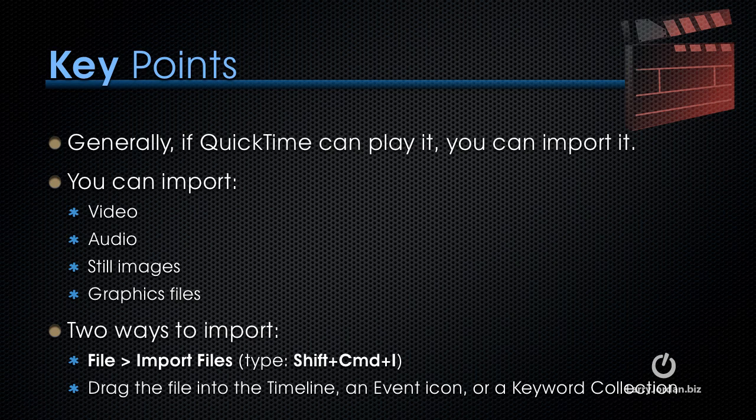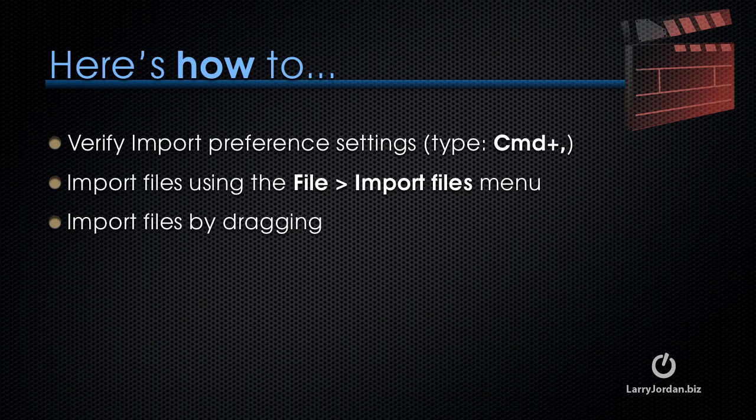And there are three ways you can import. You can select the menu File, Import Files, or the keyboard shortcut, Shift-Command-I, or drag the file into either the timeline, on top of an event icon, or a keyword collection. Let me show you how to verify import preference settings. The keyboard shortcut, by the way, is Command-comma. Import files using the File, Import Files menu, and import files by dragging.